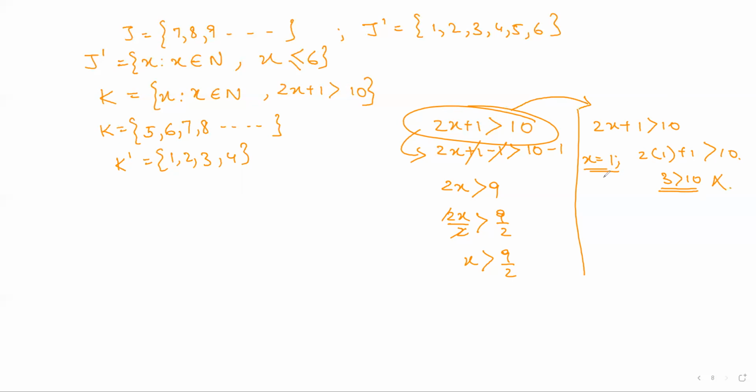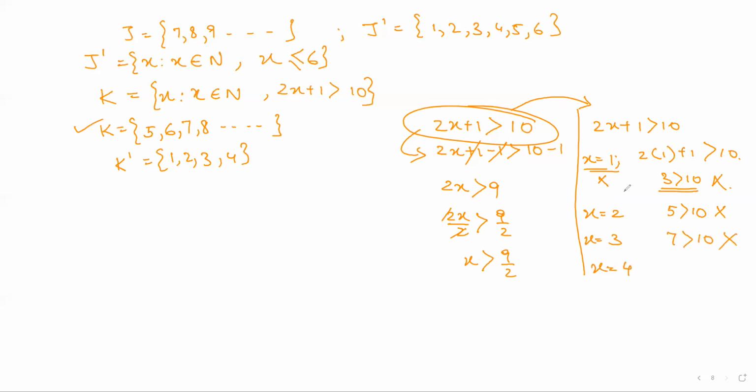So x equals 1 is not the required value, which means in the set of k, x is not equal to 1. 1 cannot be an element of k. x equals 2. Again, you have 4 plus 1, which means 5 greater than 10. The equation is false. x equals 3. 3 into 2, 6. 6 plus 1, 7. 7 greater than 10. Not true.